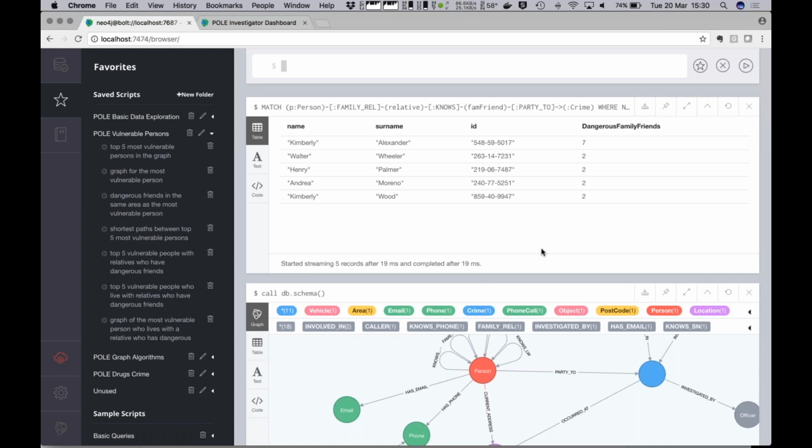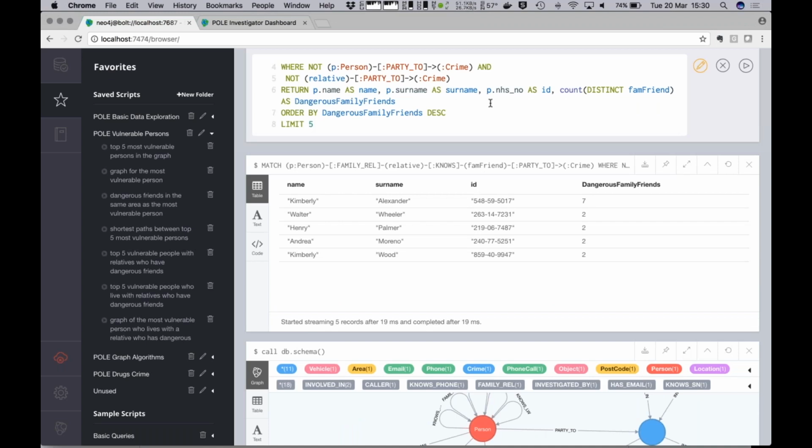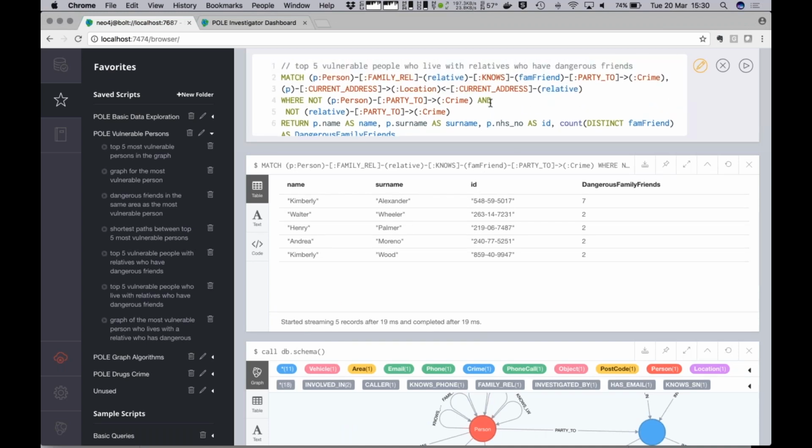We get a different list. Kimberly Alexander comes back as the person who's most at risk, followed by Walter, Henry, Andrea, and another Kimberly. But then we want to modify the query a little bit. So not only might it be important that this relative has dangerous friends, but we're interested in people who live with that relative who has dangerous friends. So this would say maybe there's a child whose parent or whose brother and sister live with them, and if they're bringing criminals or suspects into the house, that puts these people at even higher risk.